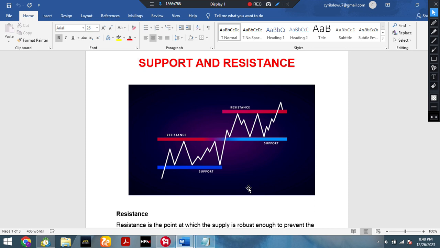When you ask some traders what their trading strategy is, they will tell you that their trading strategy is support and resistance. So why is it that support and resistance is so important when it comes to deciding entries and exits in a chart? First of all, we are going to be understanding the definition of the concept of support and resistance.